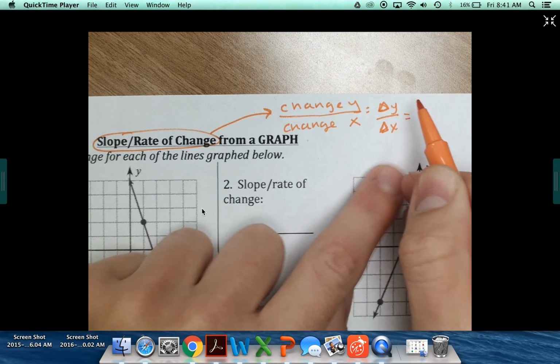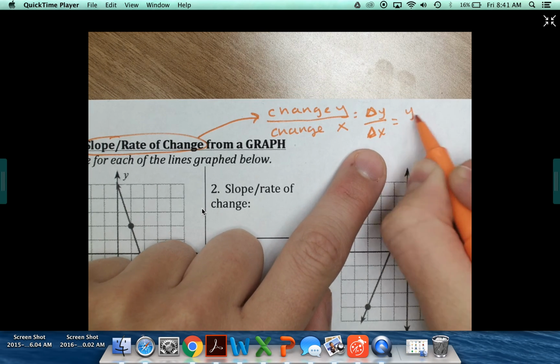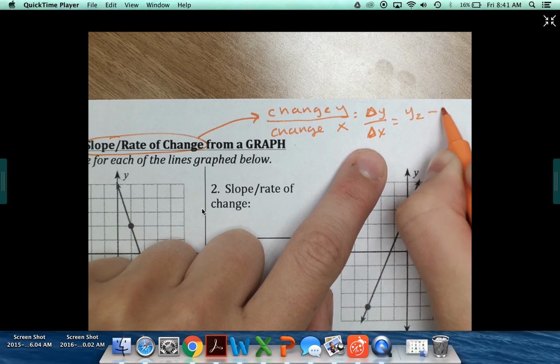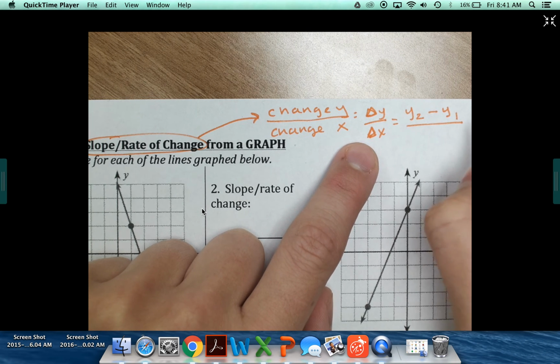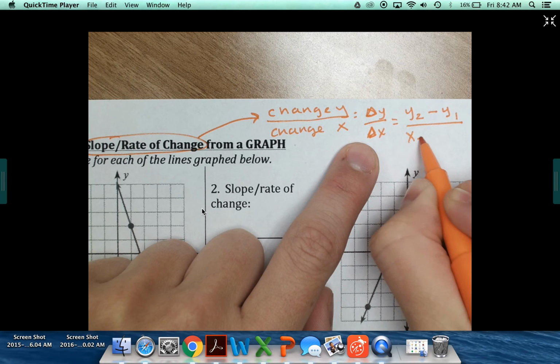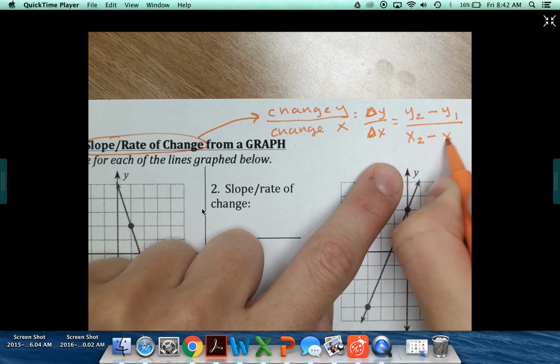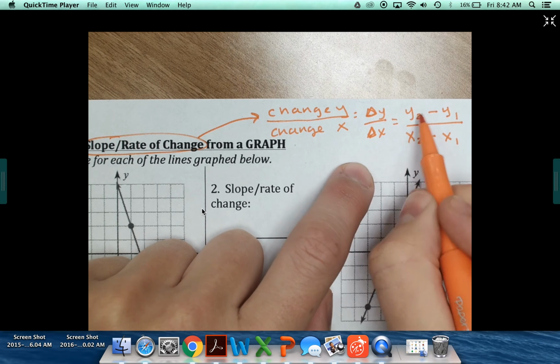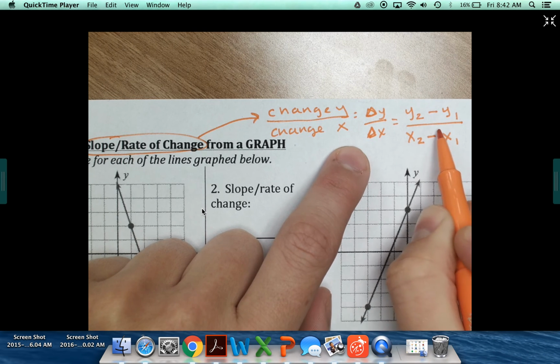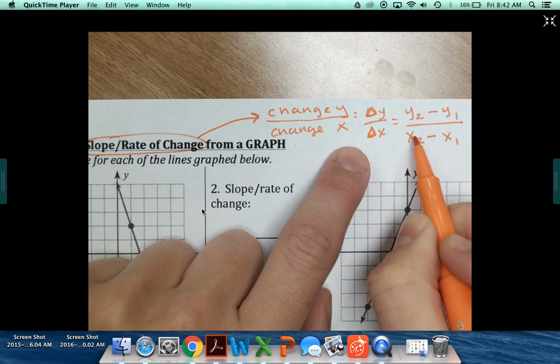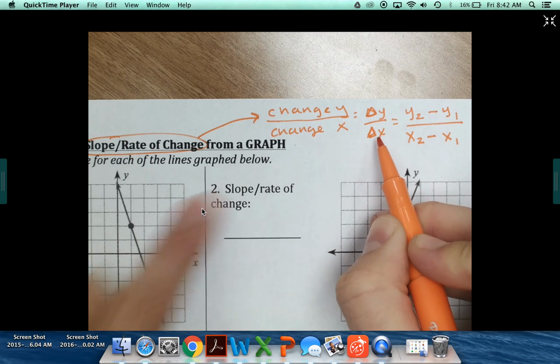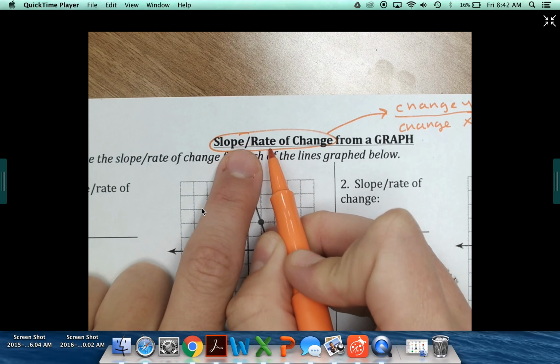Okay, a formula that some of you might like to know, you can take your second y value minus your first y value, put that over your second x value minus your first x value. So finding the difference in your y values, putting that over the difference in your x values. Okay, that's our change in y over change in x. That's how we find our slope or our rate of change.